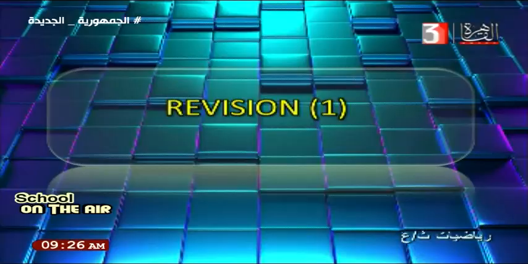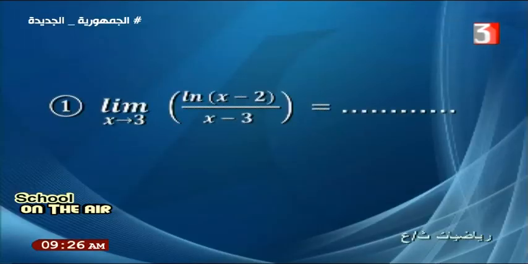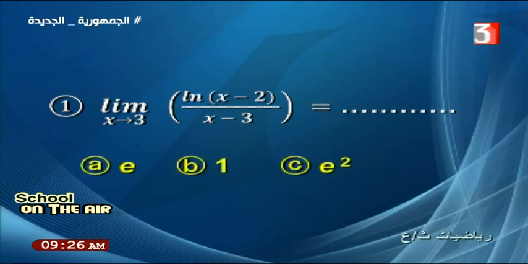Revision 1. Number 1, limit of ln(x minus 2) over (x minus 3) when x tends to 3 equals what? Equals e, equals 1, equals e power 2, or equals negative 1.